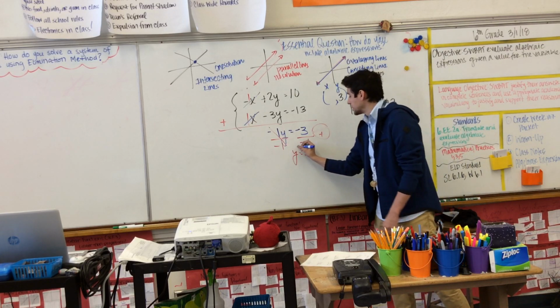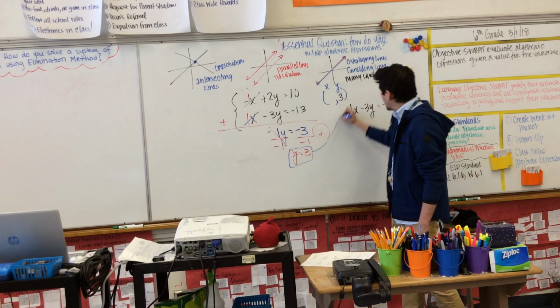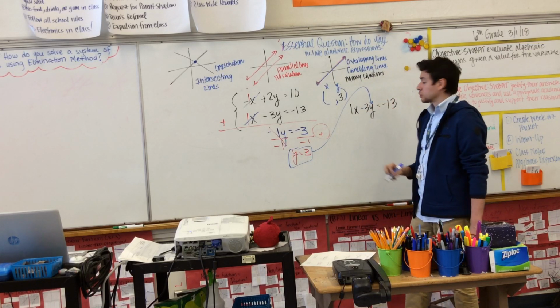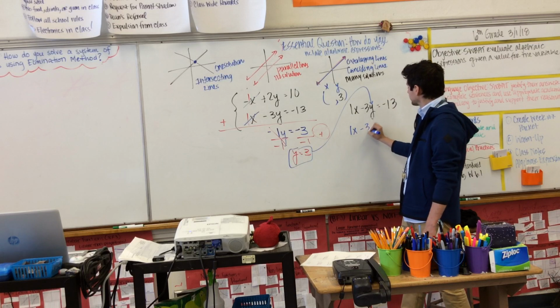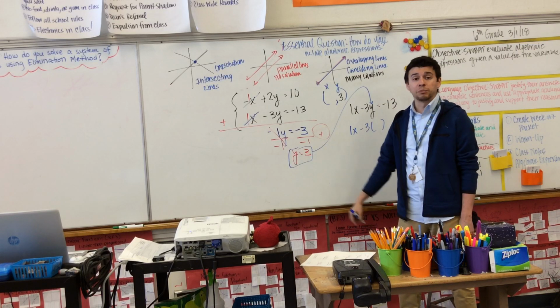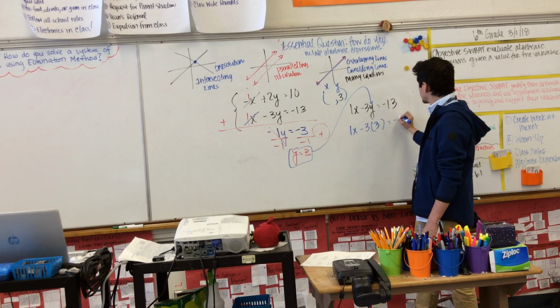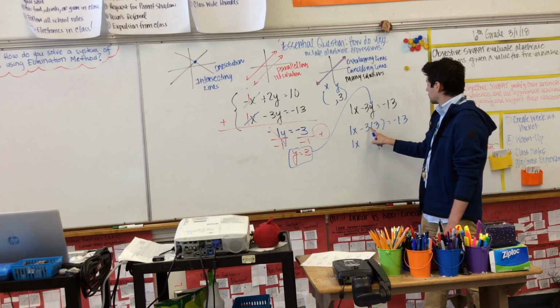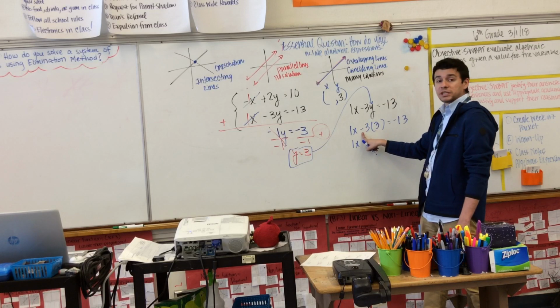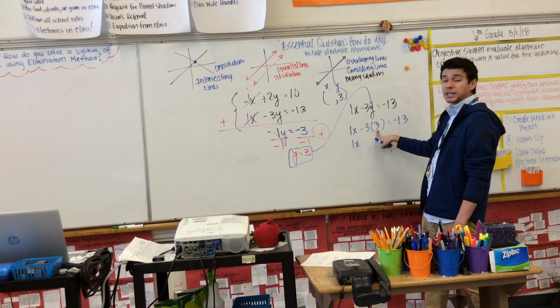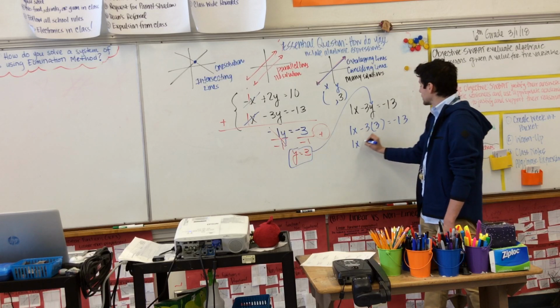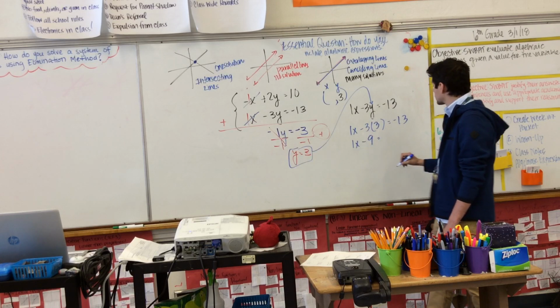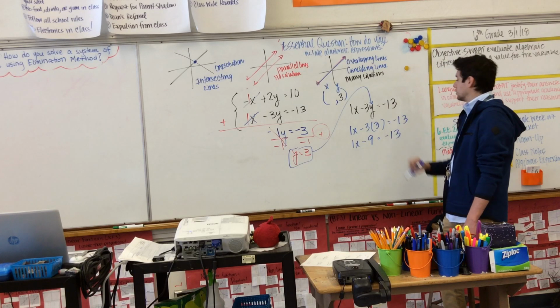Where I'm a substitute. So I see a y right there. So now I'm going to copy everything the same. Well, instead of the y, I'm going to put a 3 in. Equals negative 13. Then I'm going to keep on going. 1x. Remember, when there's a negative outside the parentheses, all the signs here change. So negative times positive is negative 9 equals negative 13.